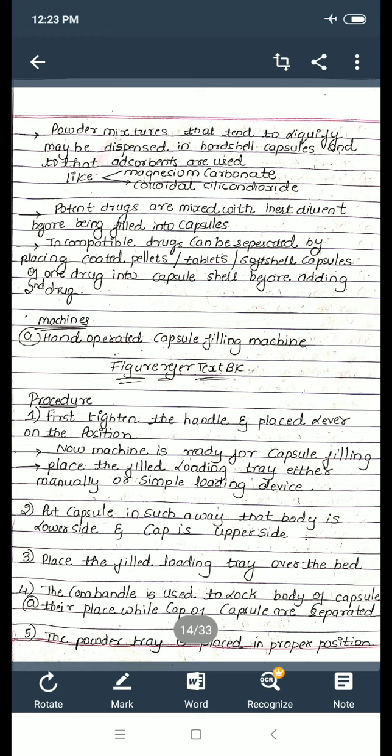Some potent drugs are mixed with an inert diluent before being filled into the capsule. And in case of incompatible drugs, they can be separated by placing coated pellets or tablets or a soft shell capsule of one drug into a capsule shell before adding the second drug.